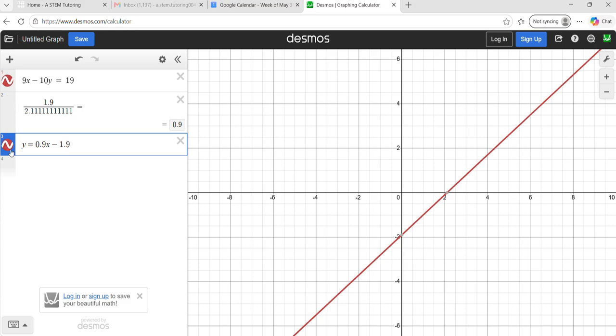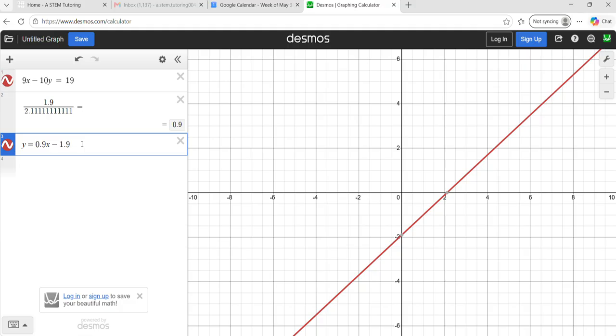I wish I could choose a different color here. Let's see here. Okay, too bad I can't choose a different color. Is there a way to choose a different color? Okay, I guess not. But you can see both red lines are the exact same thing. I can hide this line, I can hide this line. They're exactly the same. So now it's in y equals mx plus b format.